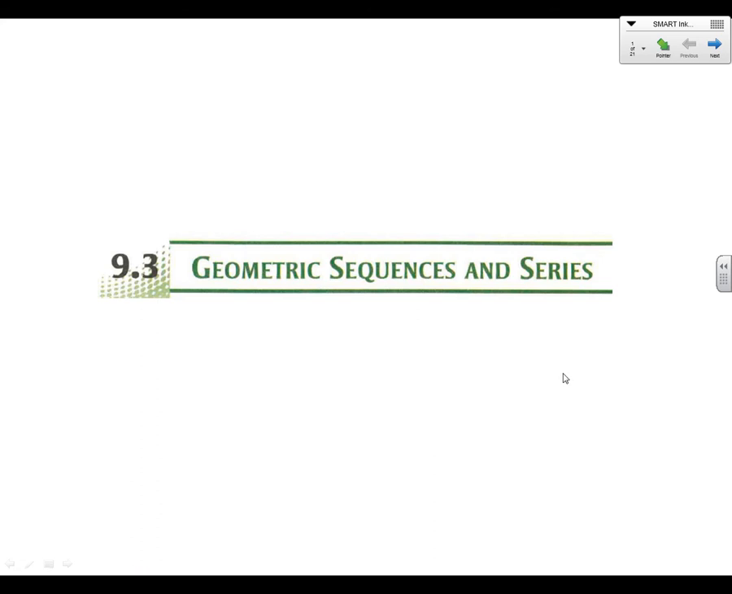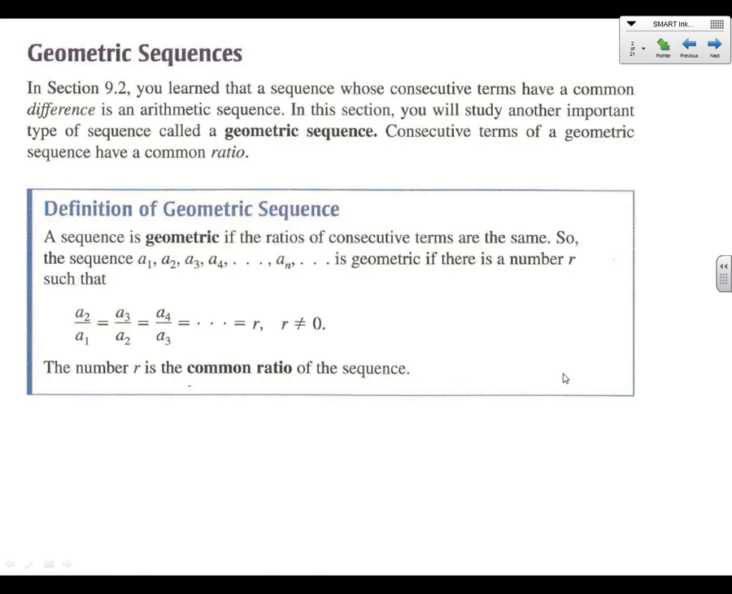All right, let's get going with 9.3. Now we're going to introduce geometric sequences and series, building off of the arithmetic ones that we did in 9.2. With arithmetic sequences, we had a common term, which we labeled d, and so we were always adding by the same amount. In geometric sequences, we're always multiplying by the same amount.